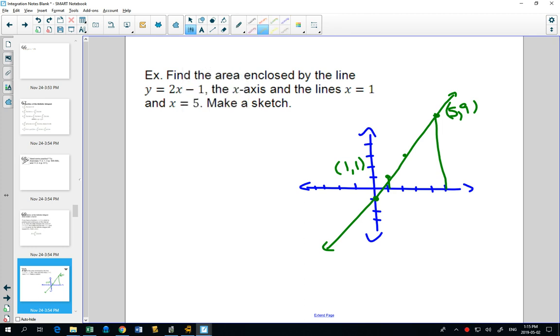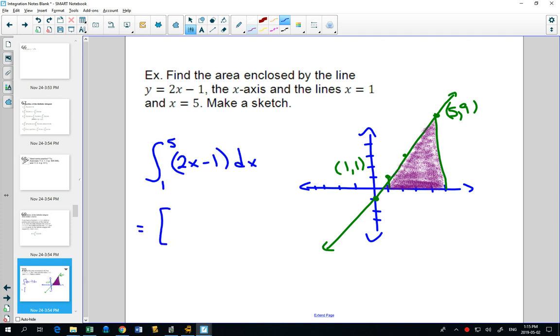Take a fancy crayon, ooh, purple this time. And we want to find that area. Now this is one, when you look at it, you could use just regular rectangles and triangles to find that area. But the definite integral says that if we want to find the integral between 1 and 5 of 2x minus 1 dx, that will equal, and with the definite integral, remember we put those square brackets and still list the 1 to 5.